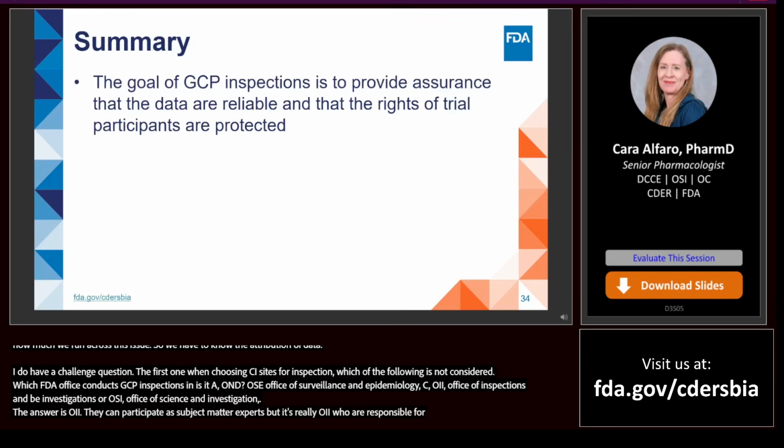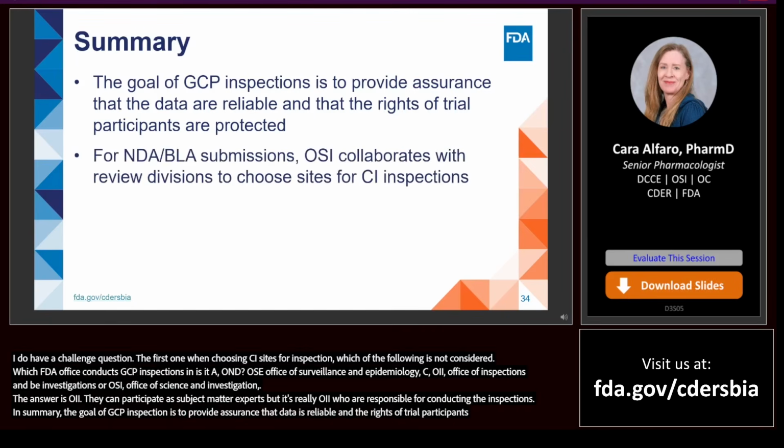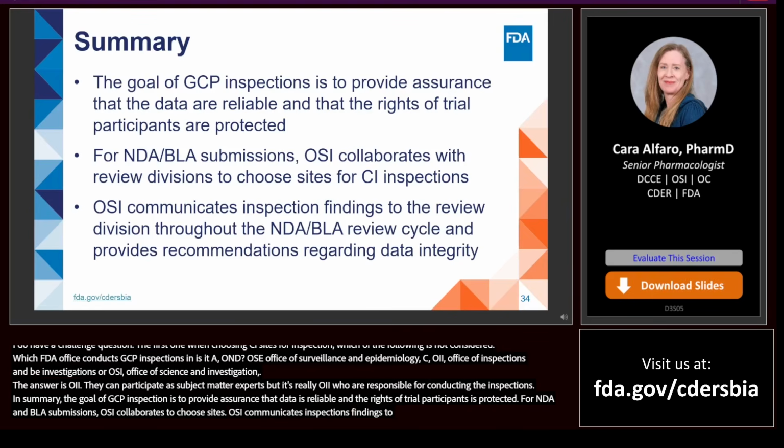So in summary, the goal of GCP inspections is to provide assurance that the data are reliable and that the rights of trial participants are protected. For NDA and BLA submissions, OSI collaborates with review divisions to choose sites for CI inspections. And OSI communicates inspection findings to the review division throughout the NDA BLA review cycle and provides recommendations regarding data integrity.